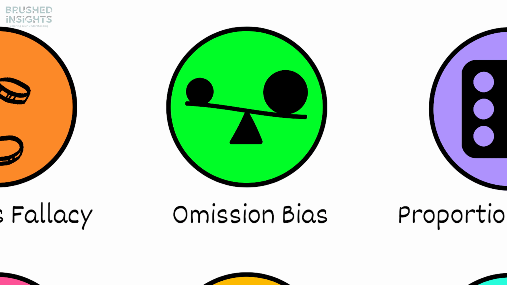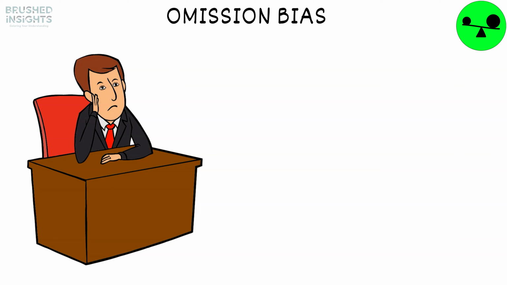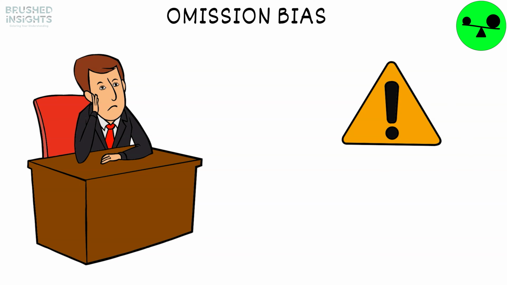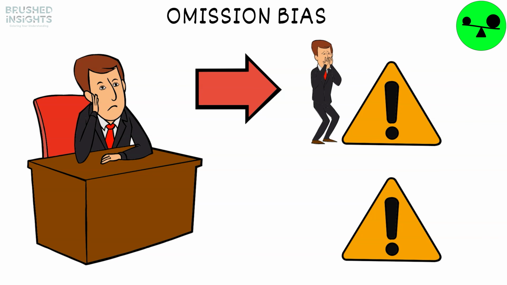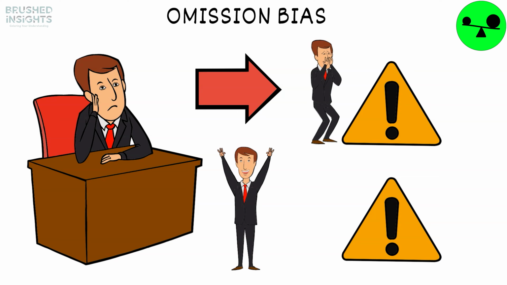Omission Bias. Omission bias is a tendency to view harmful actions as worse than equally harmful inactions. It influences judgments by emphasizing the perceived moral or ethical distinction between acts of commission and acts of omission.